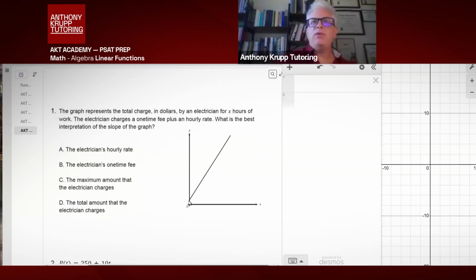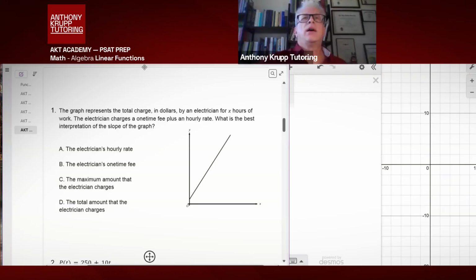Okay, sometimes they give you a pretty picture. What do we have here? So the graph is giving us the total charge in dollars by an electrician for X hours of work. So X represents hours, apparently, right? Good. The electrician charges a one-time fee, and hopefully you can see that very easily. Yeah, the one-time fee would, of course, be the y-intercept right here. One-time fee, plus an hourly rate. What is the best interpretation of the slope of the graph?